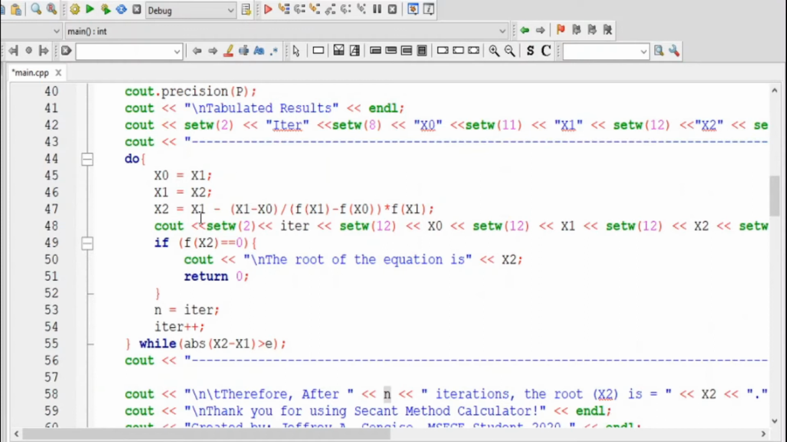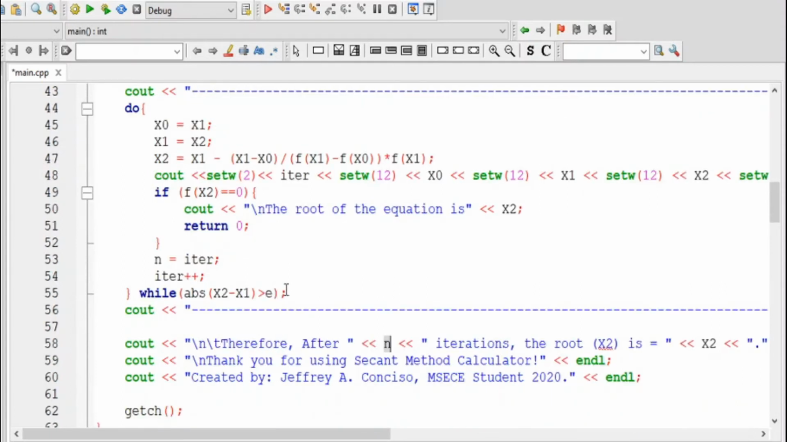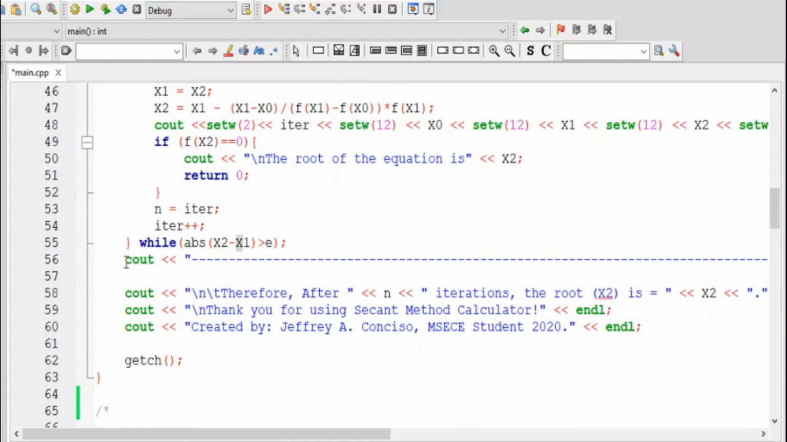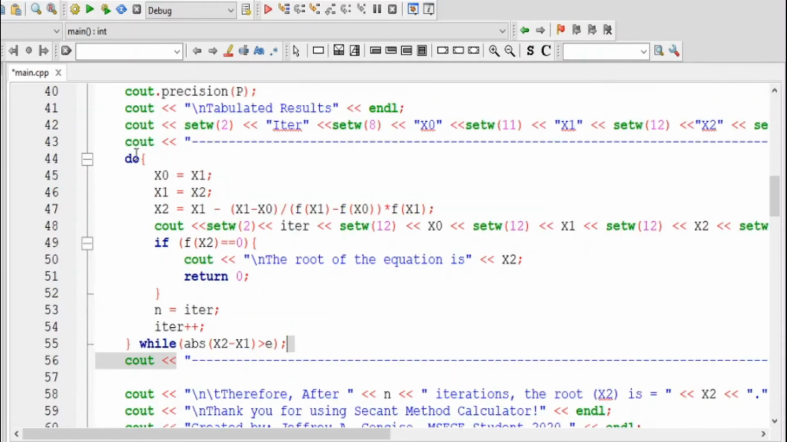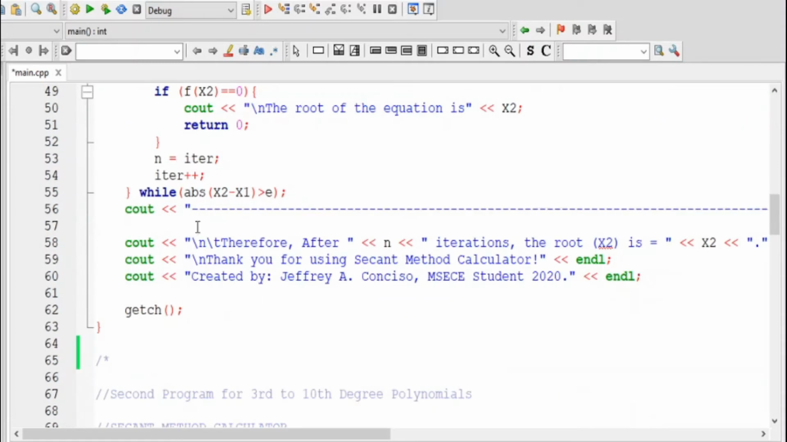We will repeat the process while the absolute value of x sub 2 minus x sub 1 is greater than e. If it is less than e, then the root is the x2. Then we will print this line. This line is the line below the table. This line is below the description of the table.